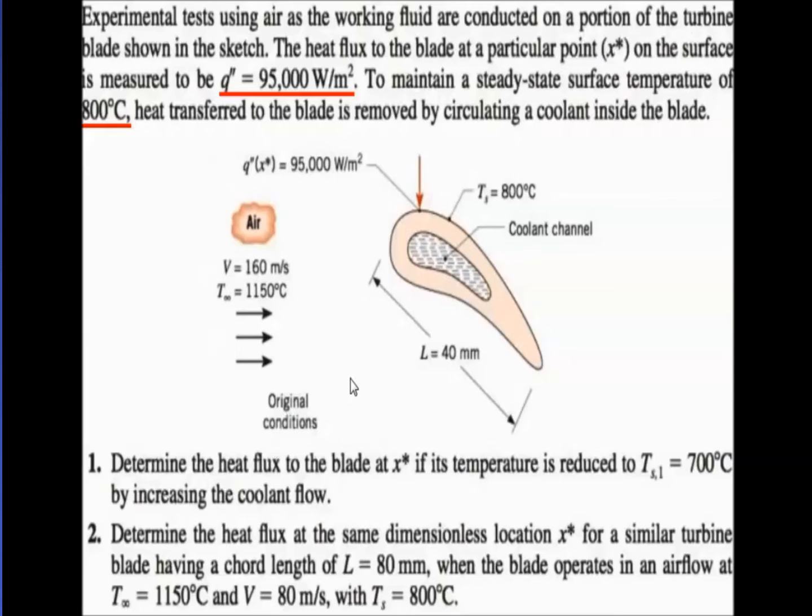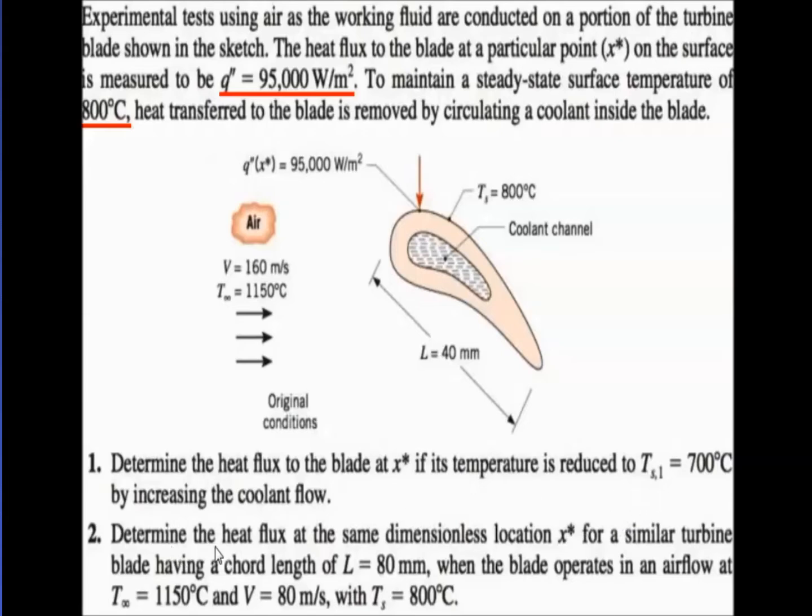So now that we've read through the problem statement, taken a look at the diagram, and have a little bit of an idea of what's going on, let's figure out what they're asking us to solve for. So they're asking us to solve for two different things in this problem. The first thing they want us to do is to determine the heat flux to the blade at this position x star if the temperature is reduced down to T sub s1 equal to 700 degrees Celsius. And they're doing this by increasing the coolant flow. That's the first part of the problem they want us to solve for, when we have this reduced temperature.